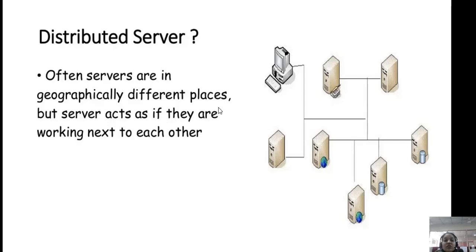So often servers are in geographically different places, but they act as if they are working next to each other. This is the advantage of distributed servers. They work like they are together, attached with each other, but exactly they are not attached. They are somewhere at different locations. For example, if you talk about Facebook, imagine one Facebook server is in India, another Facebook server would be in Australia, another would be in USA, right? But you will never face any kind of problem while accessing Facebook. The reason is that they are all applying distributed servers.